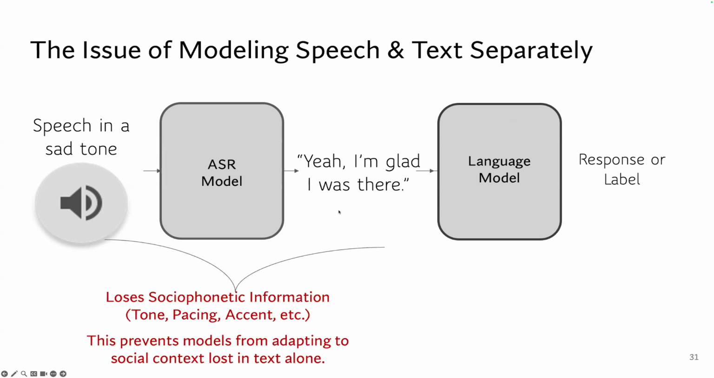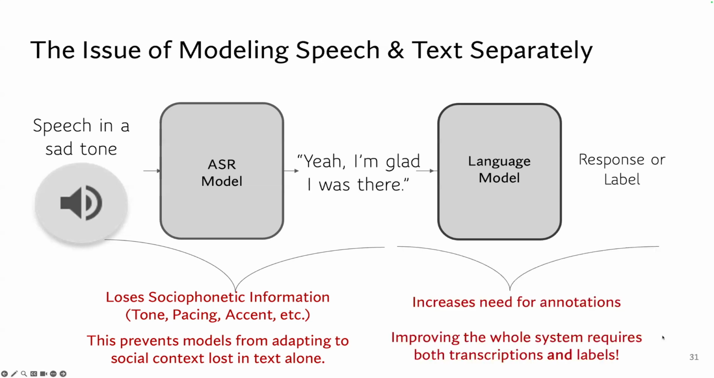However, if you think about this pipeline, the first conversion here will lose the social and phonetic information, like people's tone, pacing, accent. A lot of this is going to be missed. And then if you look at the second part, since you need to produce the response here, and you also need to get the transcription here, this basically increases the need for annotations. So if you want to improve the whole system, you would need both transcription and labels.